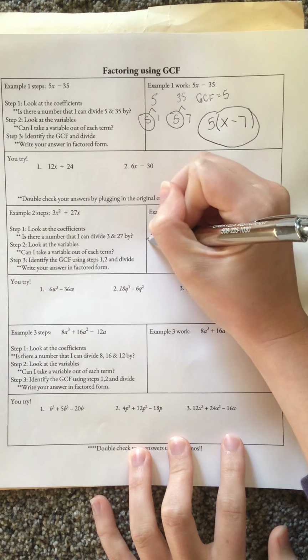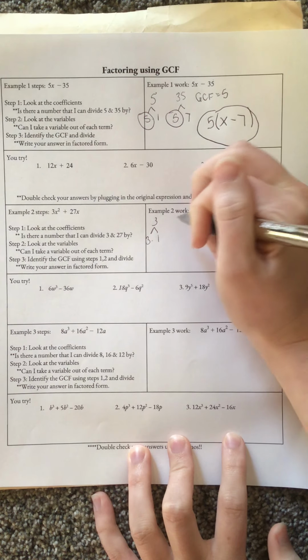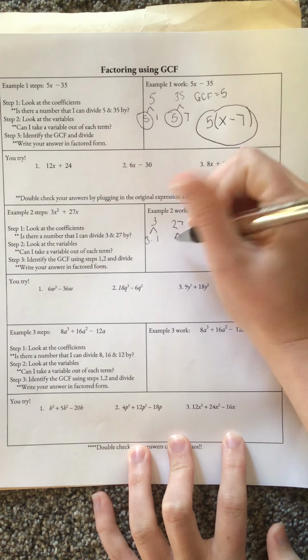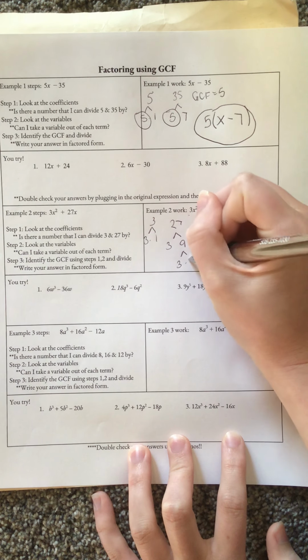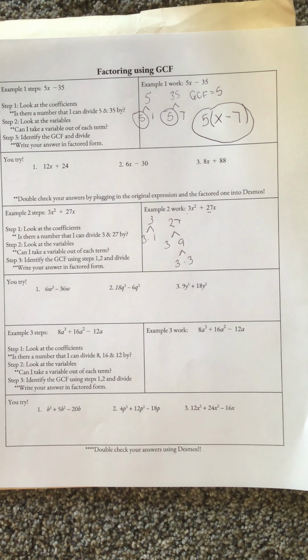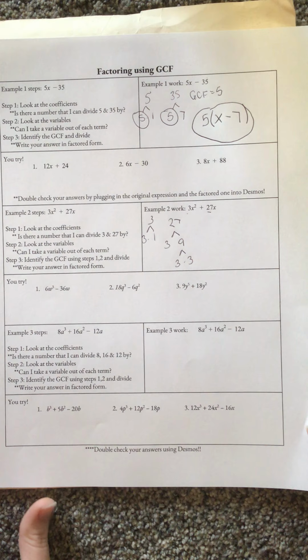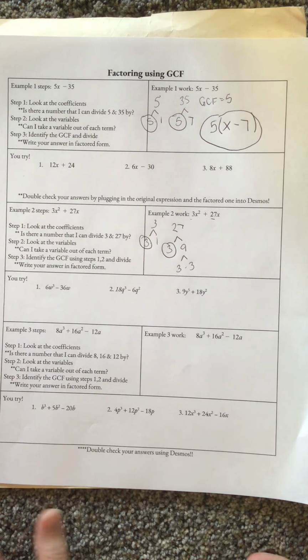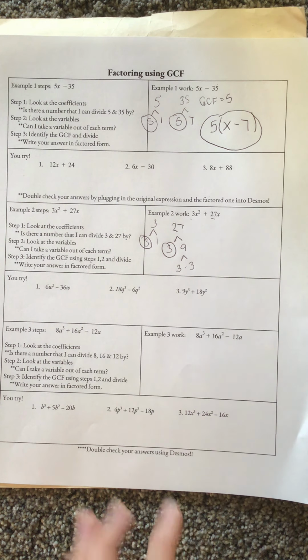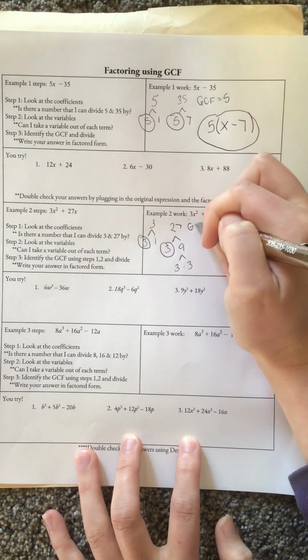3 is just 3 times 1. 27 is 3 and 9. And 9 can be broken up into 2 more 3's. So what do these have in common? They both have at least 1 3. So that becomes our GCF right there.